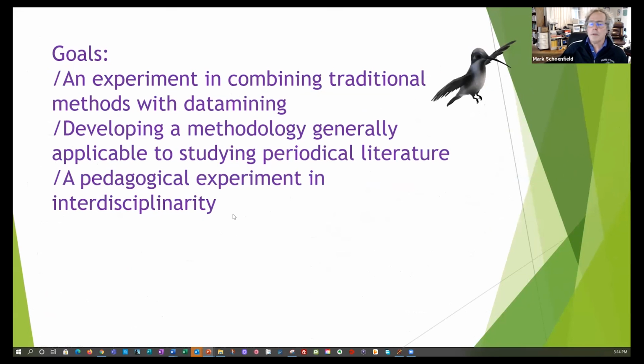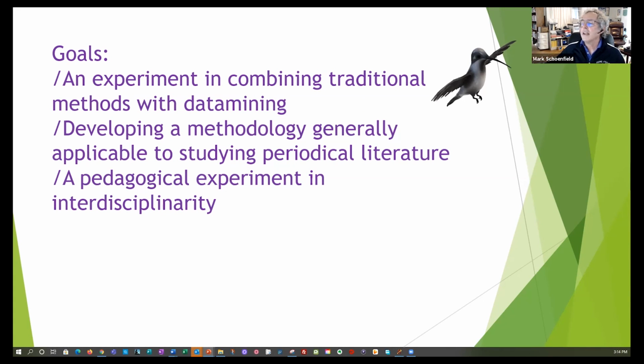And I think this would be the way to describe the multiple goals of this. One, as I said, it's an experiment in combining traditional methods with data mining, and developing a methodology that would be generally applicable to the study of periodical literature. So it wouldn't have to be someone just interested in law or just in British periodicals, right? One could imagine studies of this sort in the American periodical database on, I don't know, theater or whatever you like.